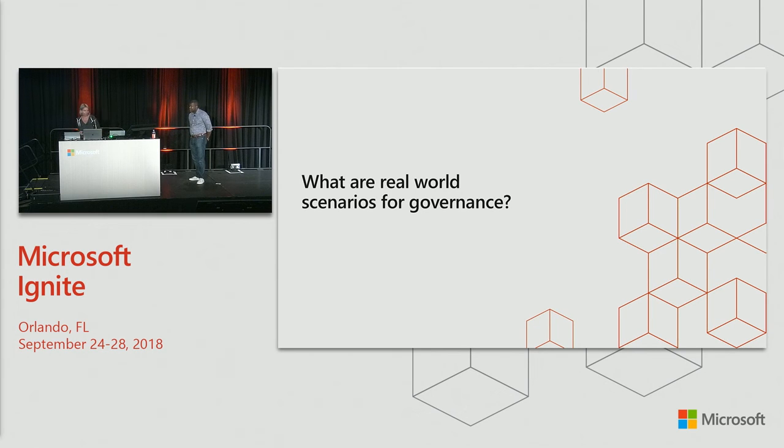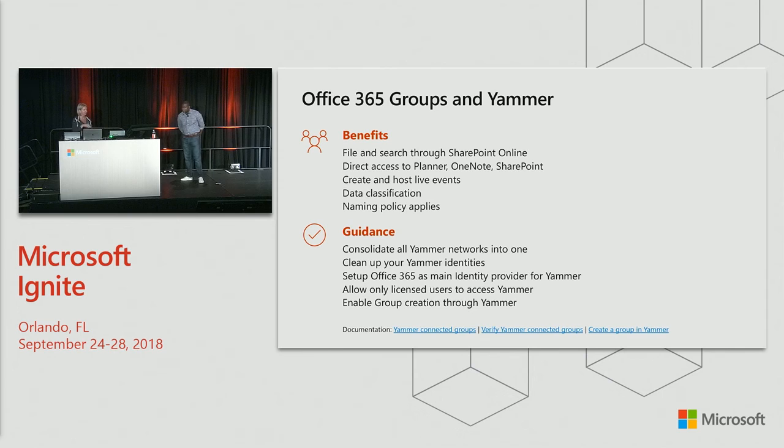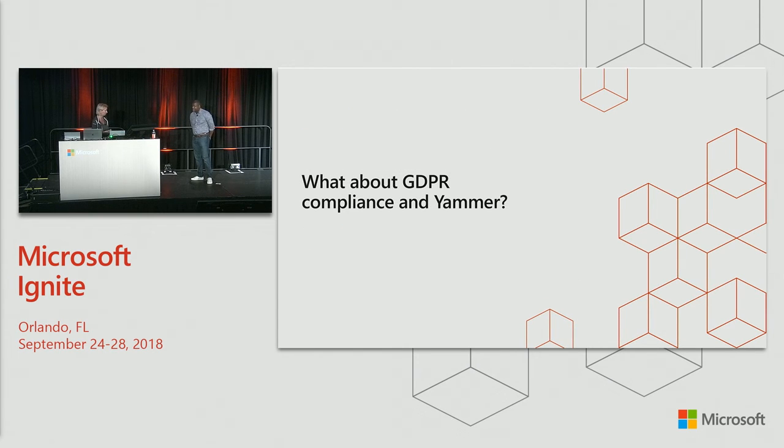So next step is what are real-world scenarios for governance. I will just skip the slide because I talked about that a lot, is Office 365 groups and Yammer. What are the benefits for that? Benefit is the data in SharePoint are in the data center location of your Office 365 tenant, and this is a huge benefit, one of the best ones. You have naming policies, we have data classification, and so on, and we can also create and host live events if we have that enabled. This is one of the requirements we have there. And the guidance to implement that, we showed you, consolidate all your Yammer networks, clean up Yammer identities, set up Office 365 as the main identity provider for that, and enable Office 365 group creation.